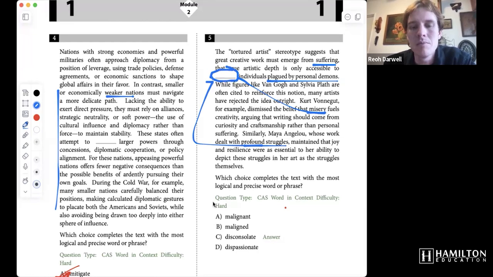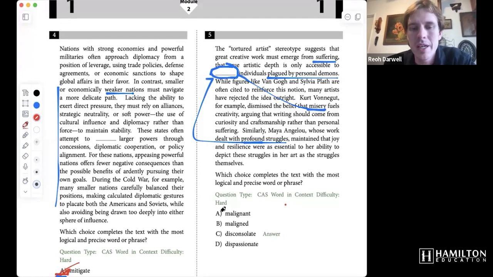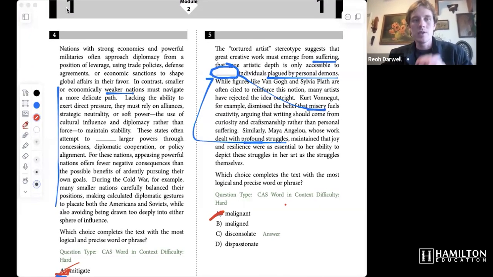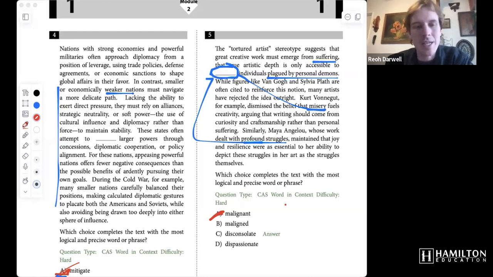So what does malignant mean? Malignant is like badly intentioned or having bad consequences, right? So remember if we're talking about cancer or something like that, it means it's infectious, it's going around everywhere. Malevolent is another word you could use for malignant. It's basically just something kind of evil, right? Doesn't make sense here. It's not evil individuals, it's people who are just in a bad place.